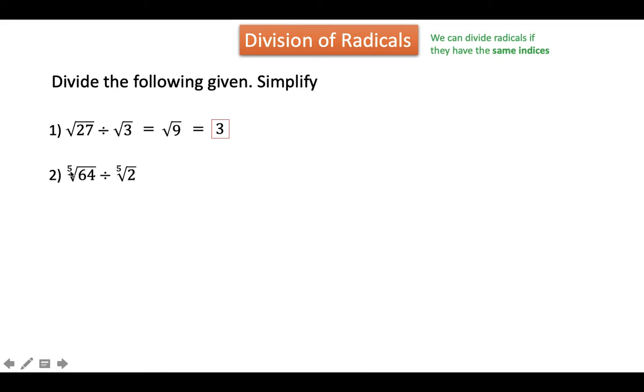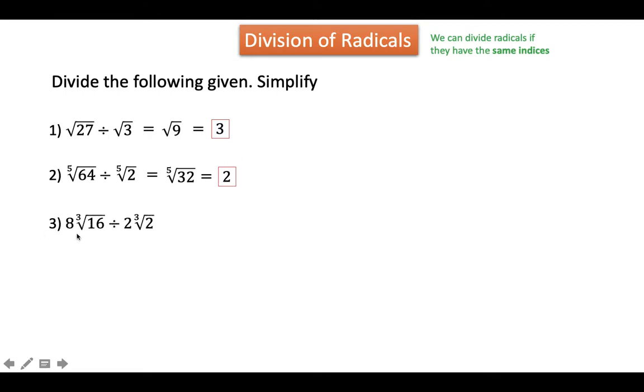In given number 2, fifth root of 64 divided by the fifth root of 2. So obviously, our indices are the same. So we can proceed to dividing the radicand. 64 divided by 2, and that is 32. So the fifth root of 32 is 2, and this will be our answer.